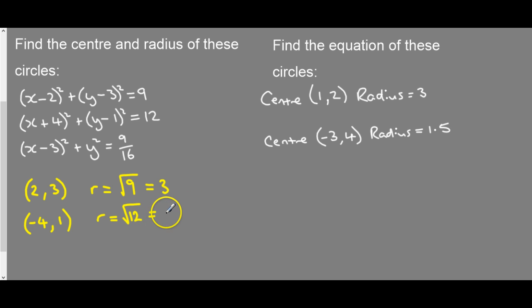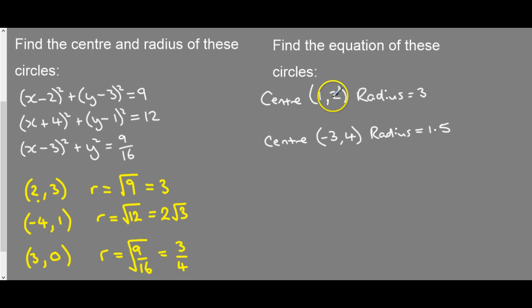And of course, you're perfectly good at your surds. You know that that's the same as the square root of 4 times the square root of 3, and the square root of 4 is 2, so you end up with 2 root 3. And for the final one, we've got a centre of 3, and because there's nothing taken away from y, 0. And the radius is the square root of 9 over 16, and that would be 3 over 4. So well done if you got those.